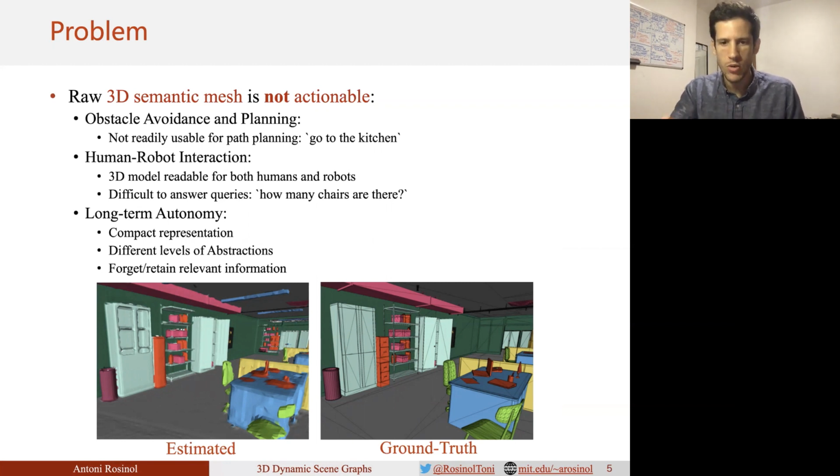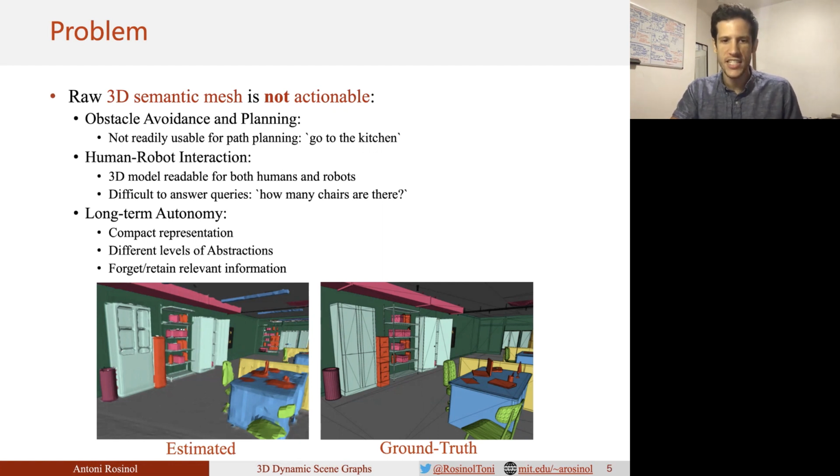Moreover, since as humans we prefer to reason in terms of higher-level abstractions, our map needs to encode higher-level concepts such as rooms and buildings instead of just objects. Finally, we would also like to encode dynamic agents in the scene, such as humans. To achieve these requirements, we propose a 3D dynamic scene graph, or DSG.